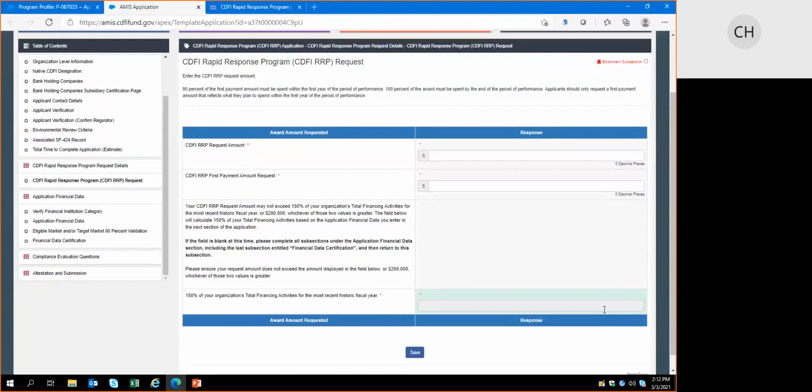Your CDFI RRP request amount may not exceed 150% of your organization's financial products closed in an eligible market or target market in the most recent historic fiscal year, or $200,000, whichever of those two values is greater. And again, we'll get into that a little bit more in our formal presentation.